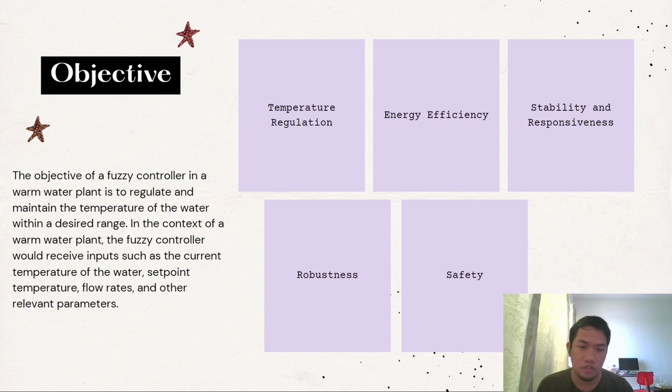So lastly, we have the safety. The fuzzy controller should ensure that the warm water plant operates within safe limits. It should prevent the water temperature from exceeding critical thresholds that could pose a risk to equipment, processes, or personnel.